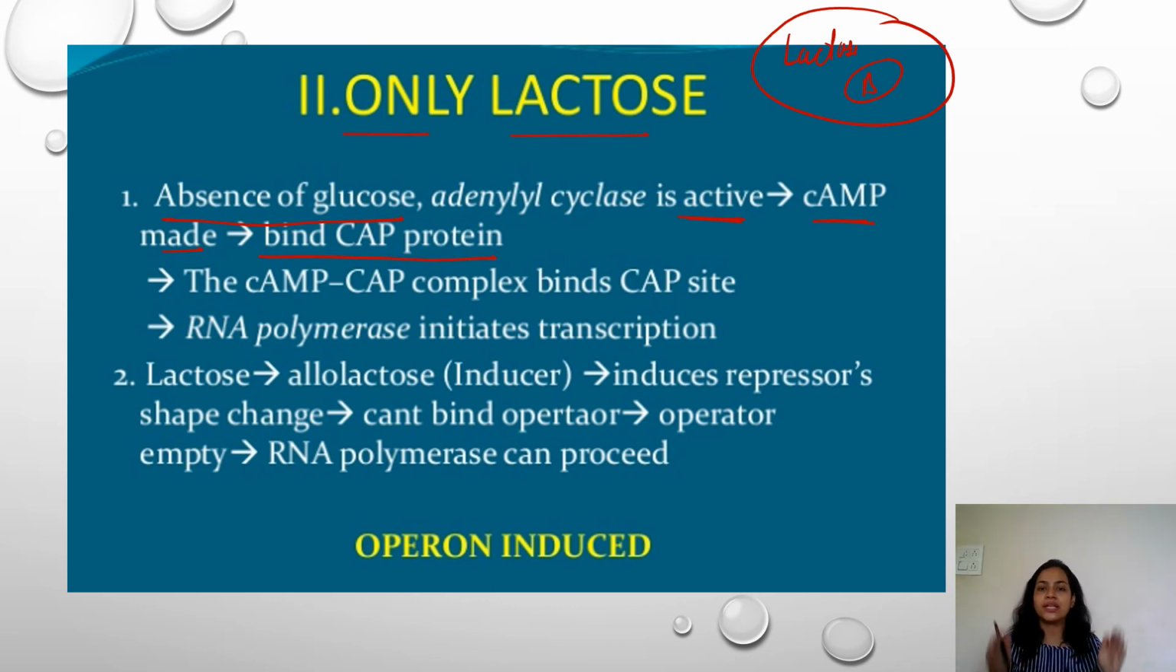वो जाके CAP protein से bind हो जाएगा. Now the complex of cyclic AMP and CAP can bind to the CAP site, and then this CAP site will give the positive signal to RNA polymerase by bending, and now RNA polymerase can easily initiate the transcription, and the transcription of the genes will be switched on.